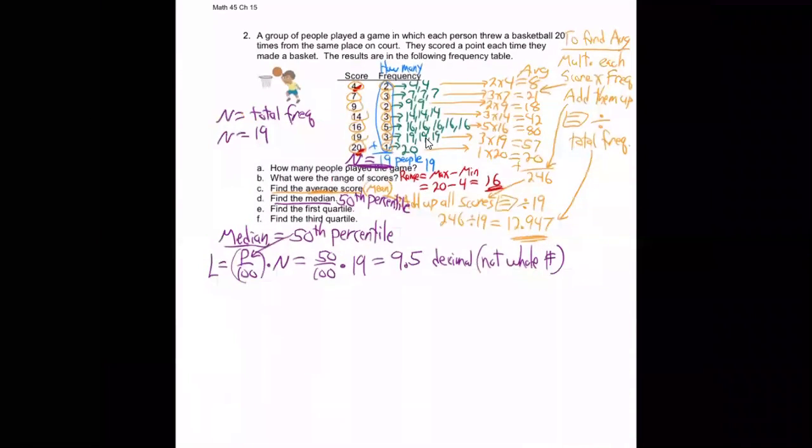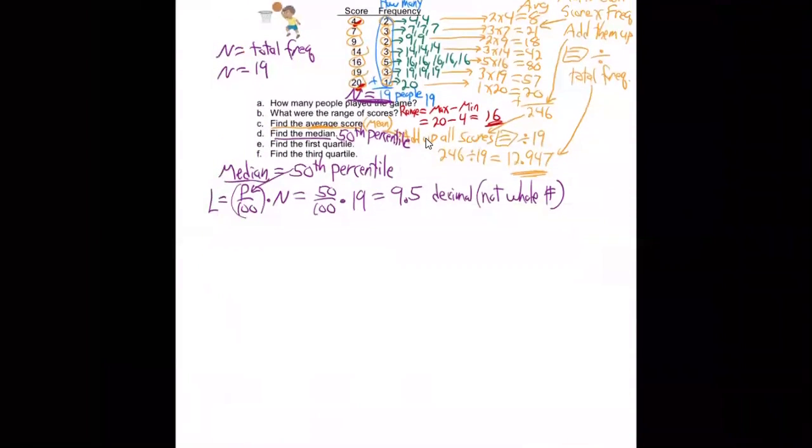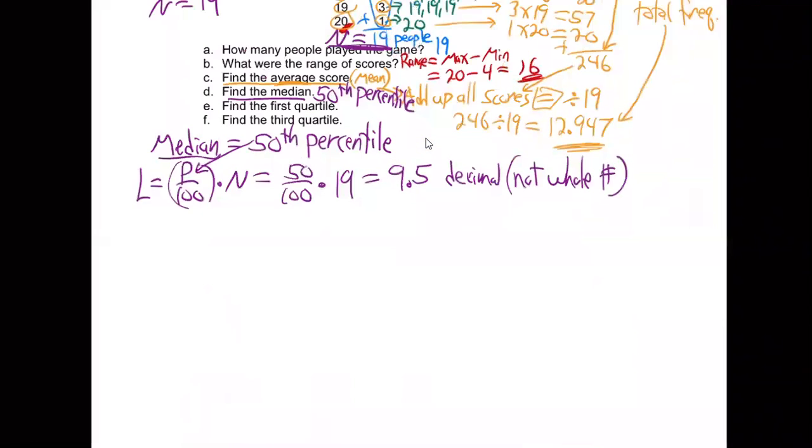All right, so you come on down here, and on this one, we're not getting a whole number. So L equals 9.5. It's a decimal. It's not a whole number.